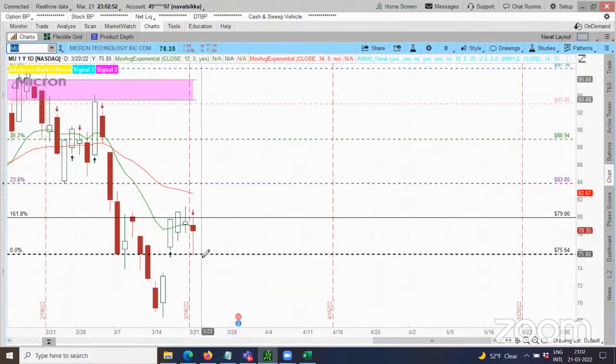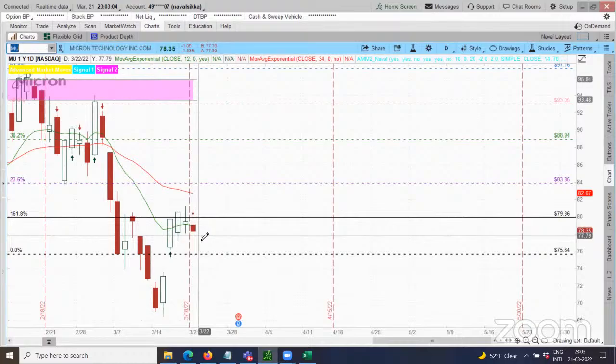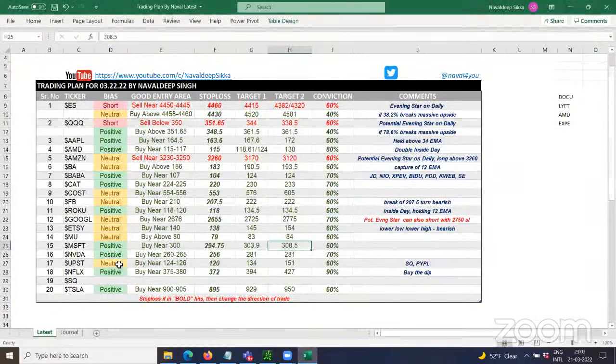Again, it came all the way to test the 7560 Fibonacci, and this 7986 area. 7989 is the high. Again, it's making an evening star. So I will be removing MU. Do you have any stock which you want me to cover? I can include that instead of MU.